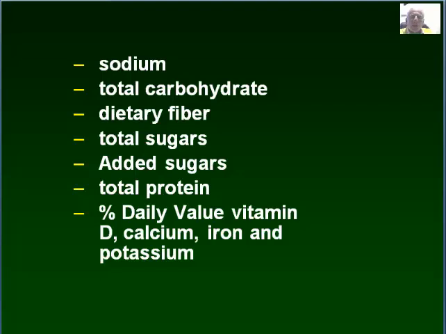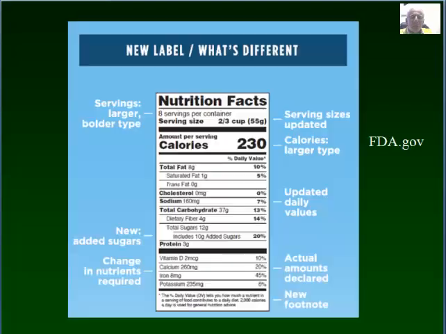And some issues were taken, particularly by industry in Maine, relative to having to include added sugars on the nutritional label. Then total protein, and then daily values: vitamin D, calcium, iron, and potassium. So new label, what's different?